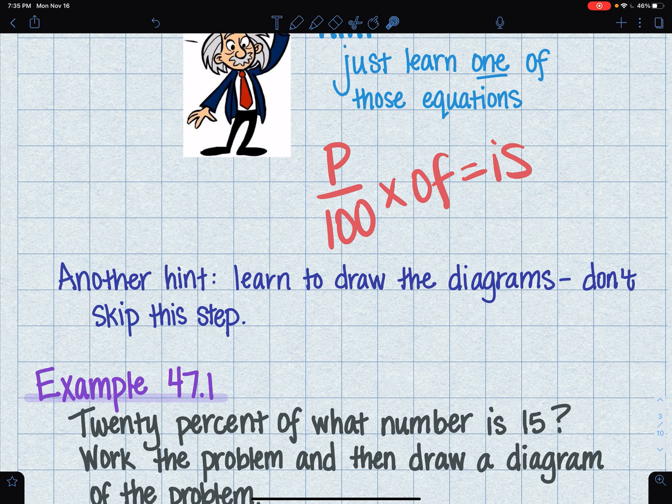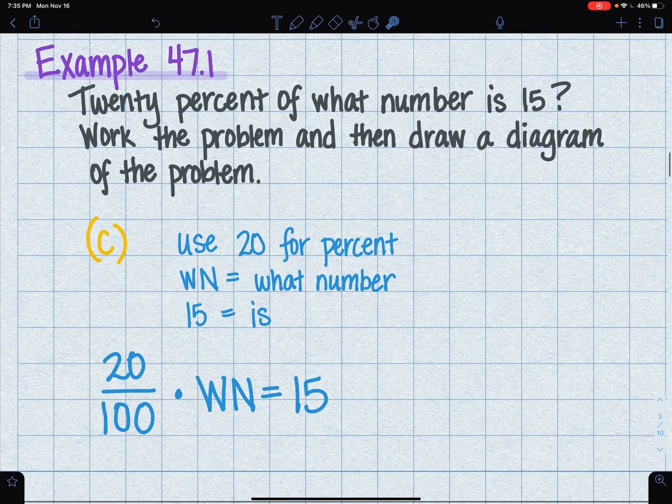Another hint, they're going to ask you to draw some diagrams in these problems, and I don't want you to skip that step. I definitely want you to learn how to draw the diagrams. Okay, so let's jump in. We're going to do example 47.1, and this is on page 188. Okay, it says 20% of what number is 15?